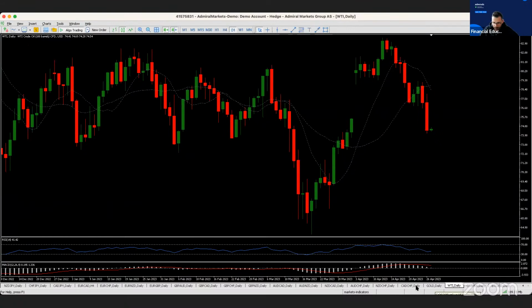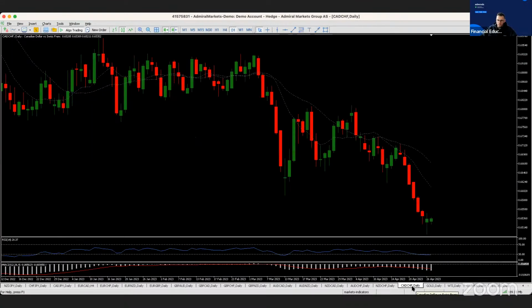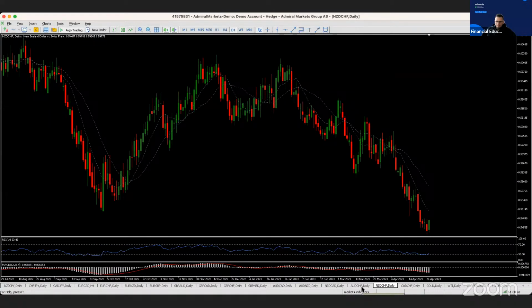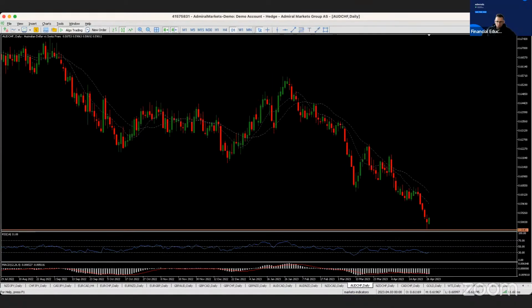WTI, let's put it here. So, CAD CHF, we are in this very strong downtrend, and we're going to look to keep selling on the bounces from this rally. Same with the Swiss and the New Zealand, Australian dollar CHF. We bounce from the support, so we do expect to see some retracement.